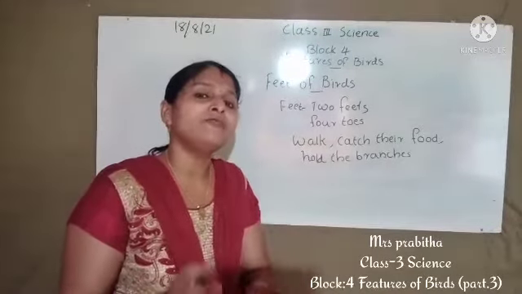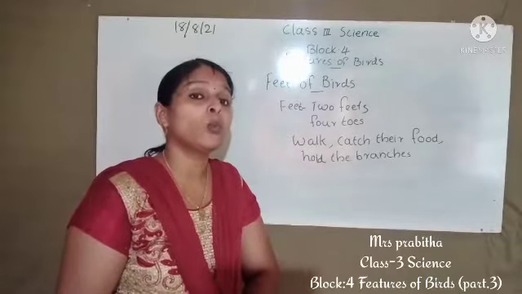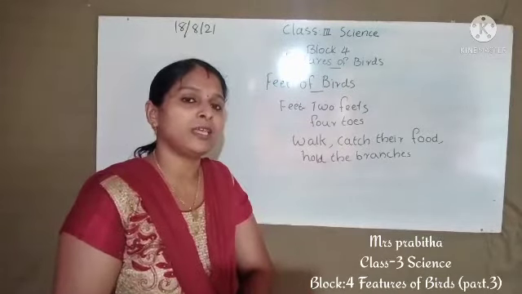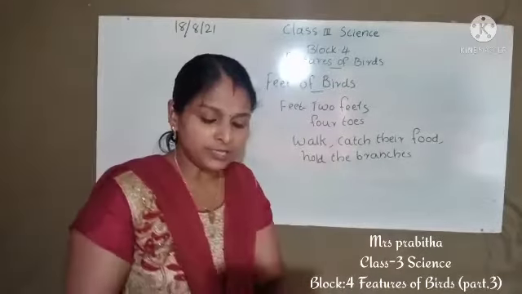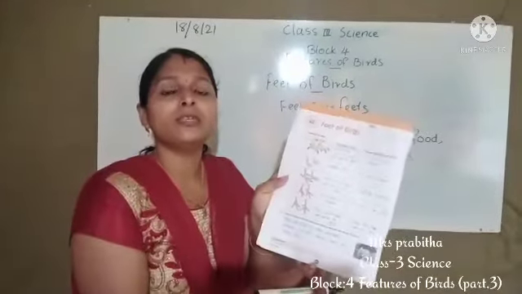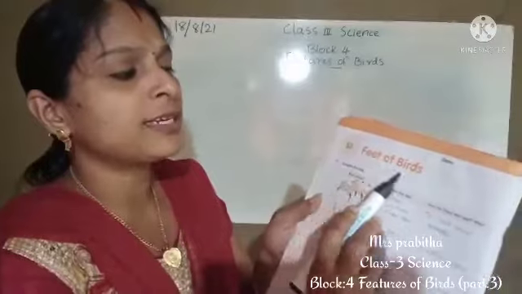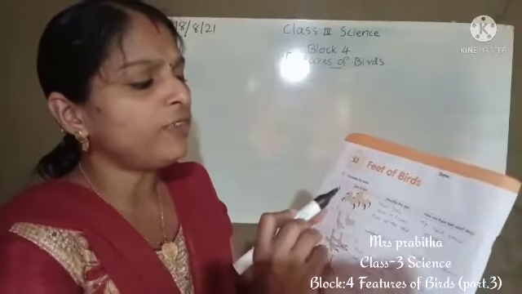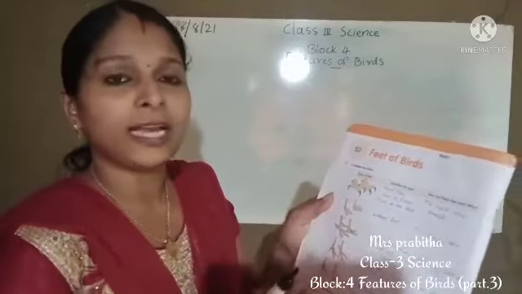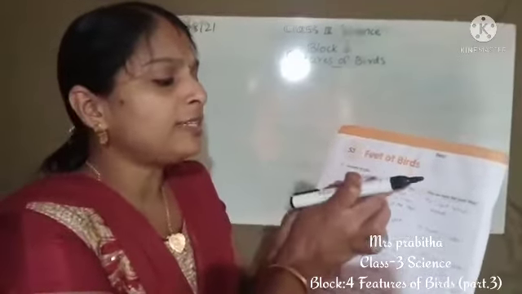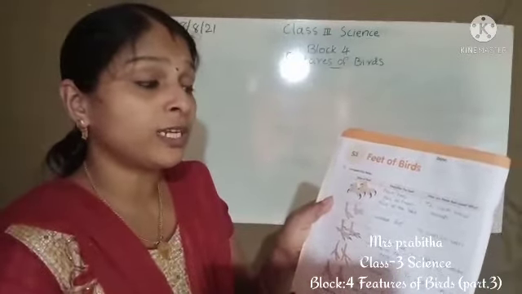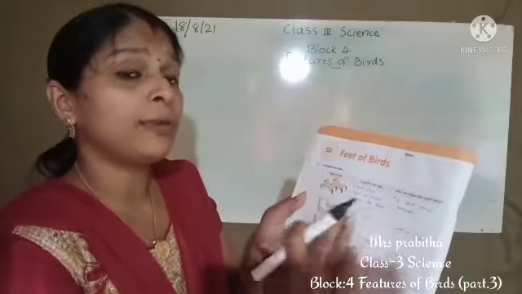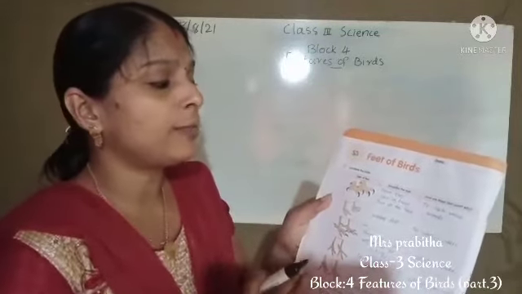For that, everybody take your workbook, page number 26. The name of the lesson is feet of birds. Everybody watch the table carefully. You can find some of the feet on the table. So what do we have to do, children? We have to complete the remaining columns. How can we complete it?